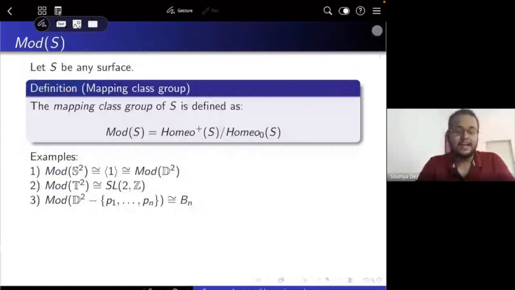So now, what is a mapping class group of the surface? You have Homeo+ of S and you have a normal subgroup Homeo_0. So this quotient group is called the mapping class group of the surface S.